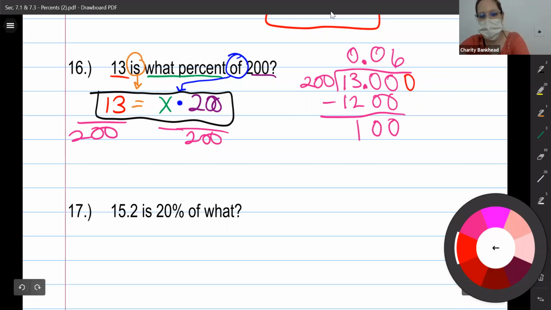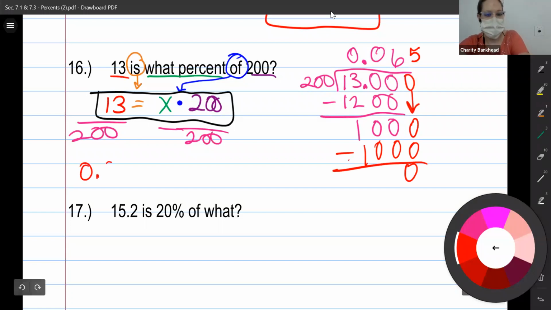And then let's bring down another 0. So 200 would go into 1000, same as how many times would 2 go into 10? So it'd be 5. So 5 times 200 is 1000. So 0.065 is equal to X, and that's supposed to be a percent. So let's put it in the form of a percent, which would be 6.5%.